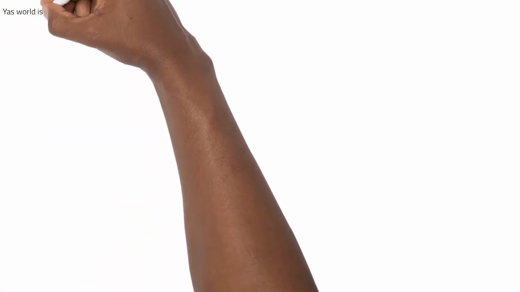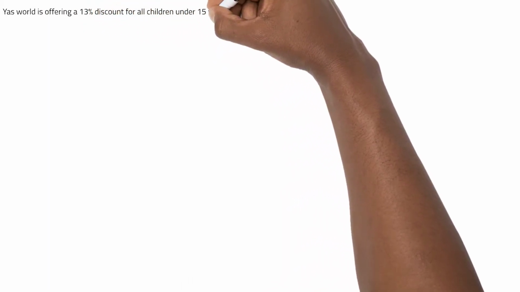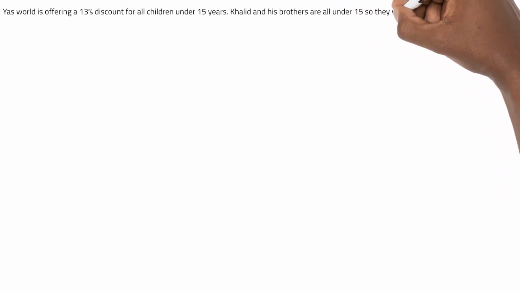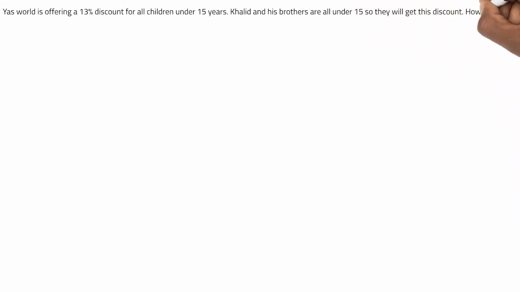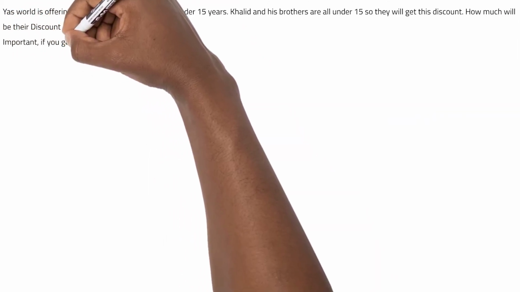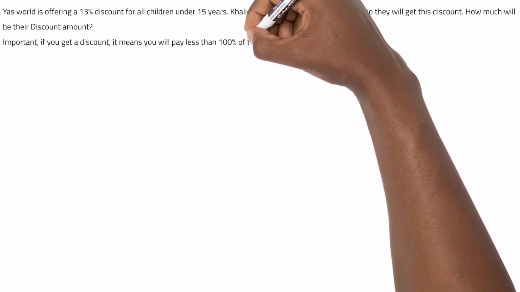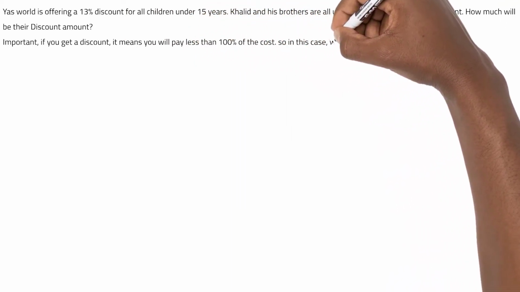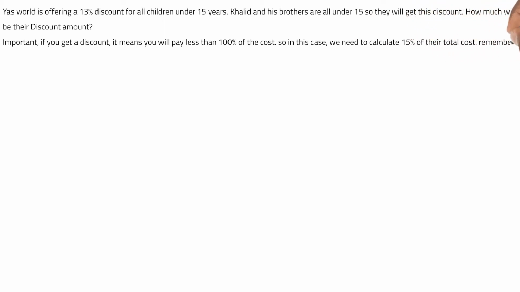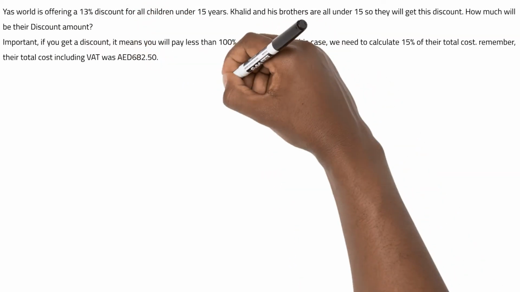Yas World is offering a 13% discount for all children under 15 years. Khalid and his brothers are all under 15, so they will get this discount. How much will be their discount amount? Important, if you get a discount, it means you will pay less than 100% of the cost. So in this case, we need to calculate 13% of their total cost. Remember, their total cost including VAT was 682 United Arab Emirates dirhams and 50 fils.